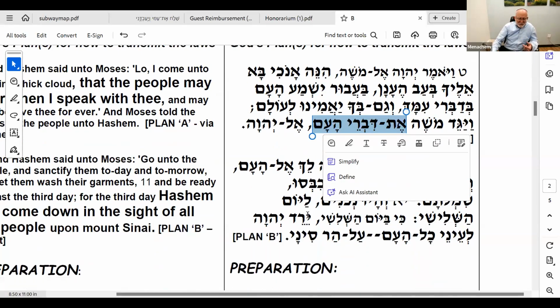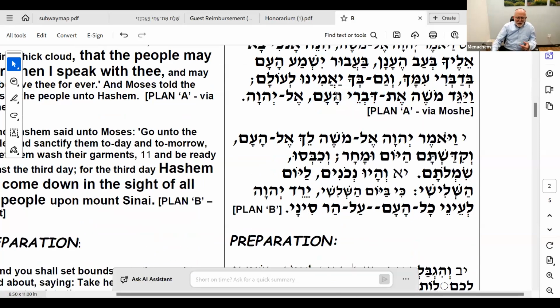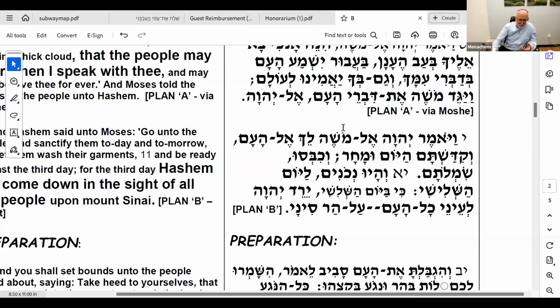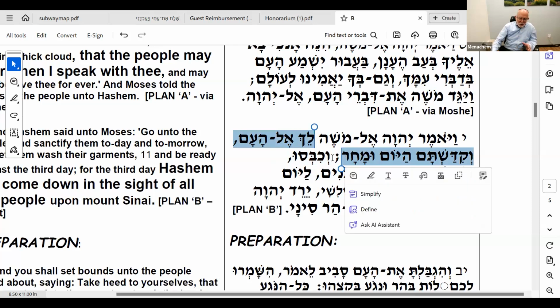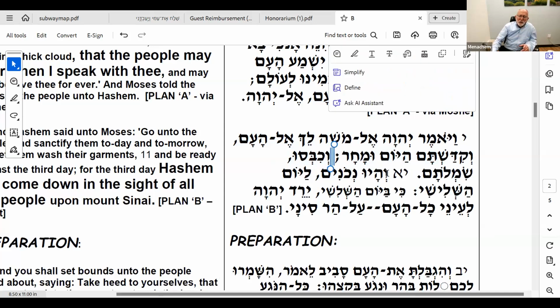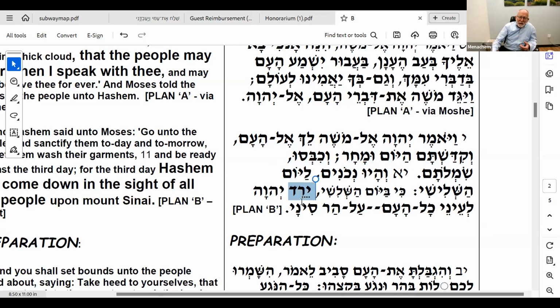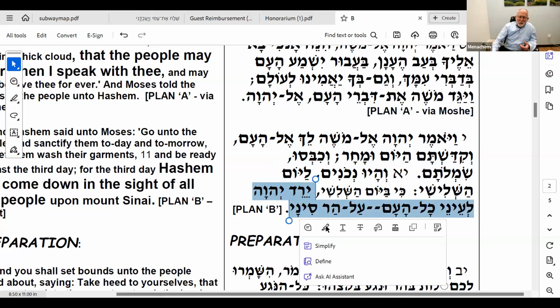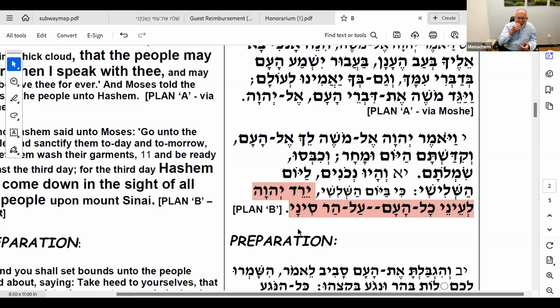So let's hear how God responded. The people must have said something, and let's see what God responds. Go down to the people, get them ready today and tomorrow. Let them wash their clothes, basically be prepared. Be prepared for the third day. Why? What's going to happen on day 3? God's going to come down to the eyes of all the people on Har Sinai.